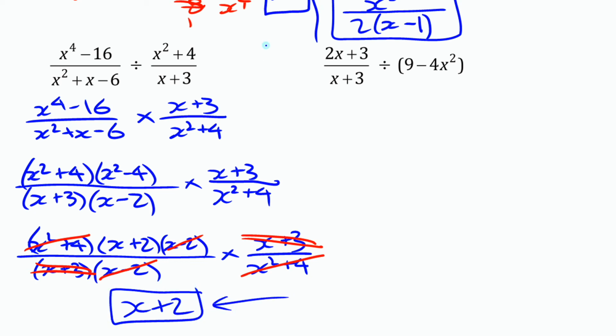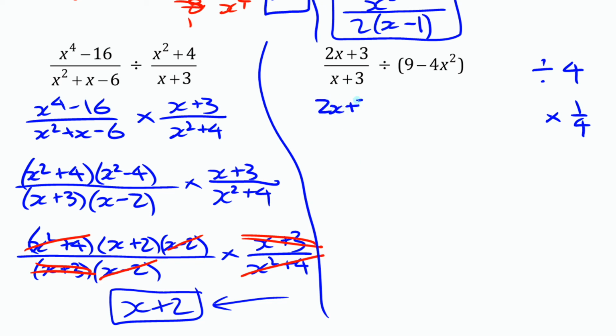All right, let's look at the last one here. This is divided by something that has no denominator, but just like if you were dividing by, say, 4, you could change it to multiplying by 1/4. We can do the same thing here. We can make this 2x plus 3, x plus 3 on the bottom. We can change it to multiplying by 1 over 9 minus 4x squared.